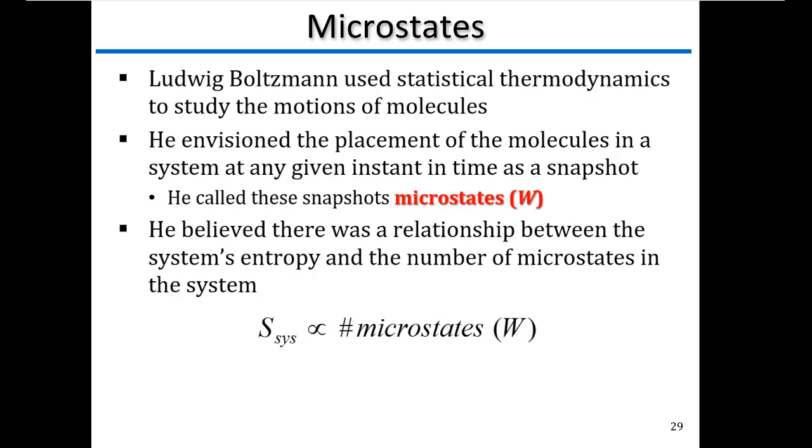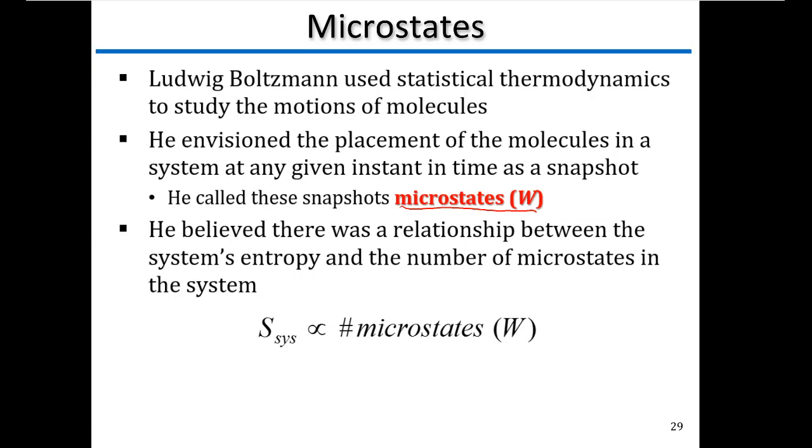Okay, this is what we call microstates. Boltzmann used statistical thermodynamics to study the motion of molecules. He envisioned the placement of the molecules in a system at any given instant in time as a snapshot. It's like taking a picture of a molecule or a set of atoms. He called these microstates, and we give these the letter W, capital W.